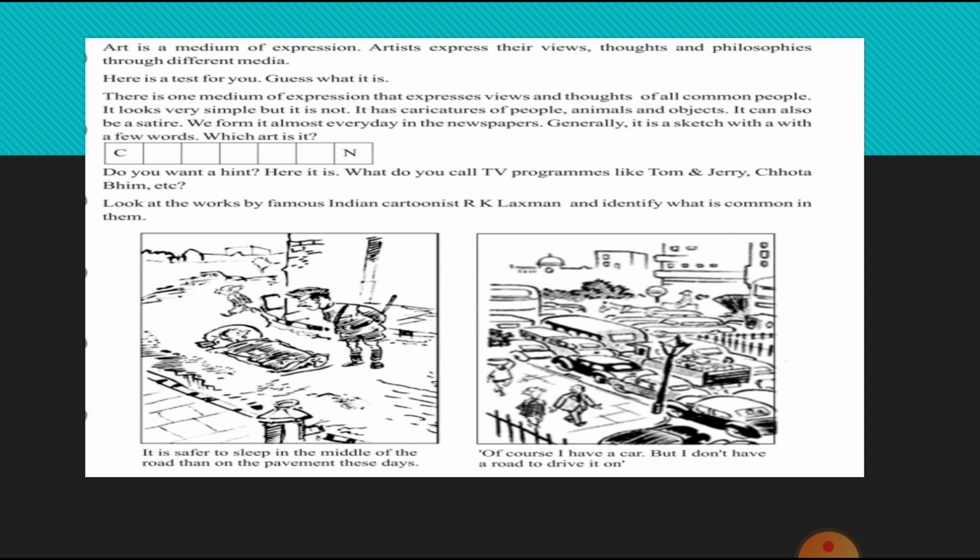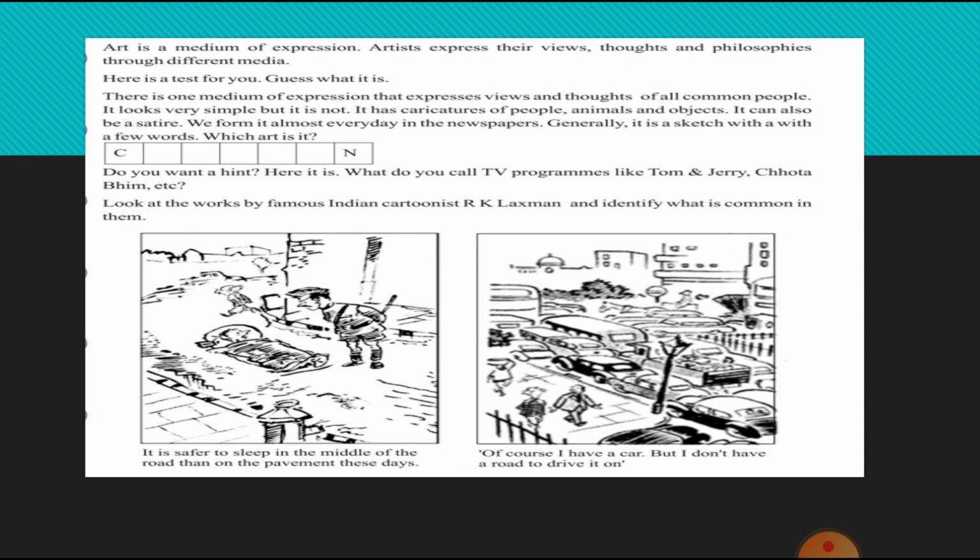It can be a satire, and it can be a caricature of people, animals or objects. And generally we find this type of sketch every day in the newspaper. What might it be? Do you see what they are asking? Do you need any type of hint? It's a cartoon.